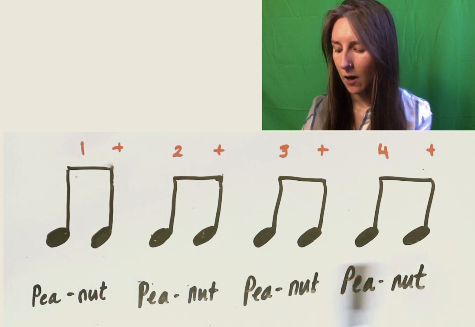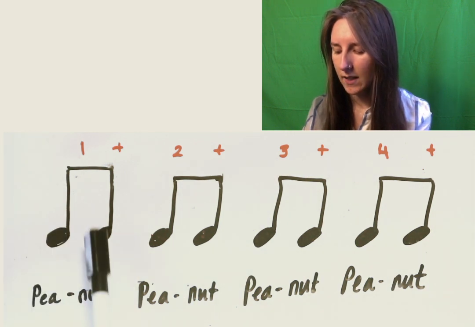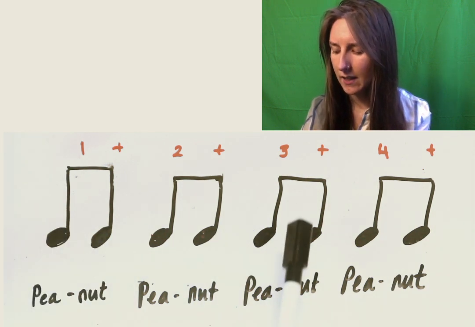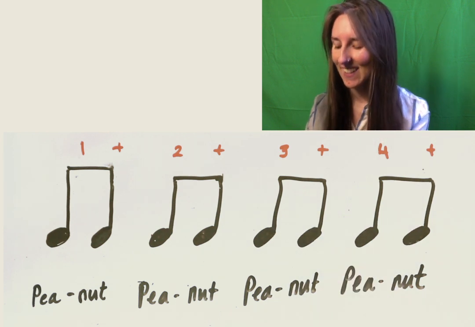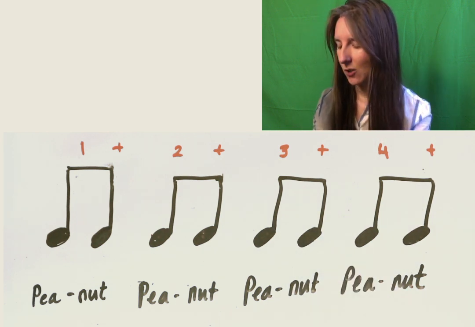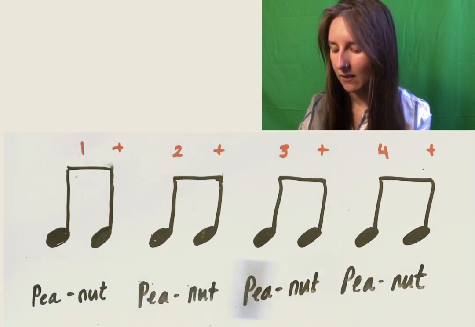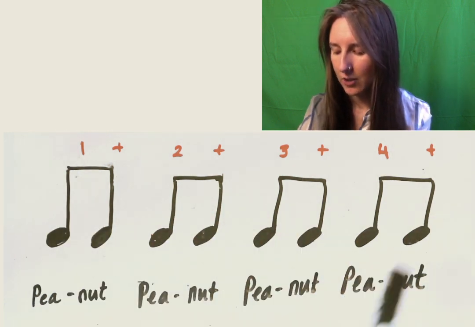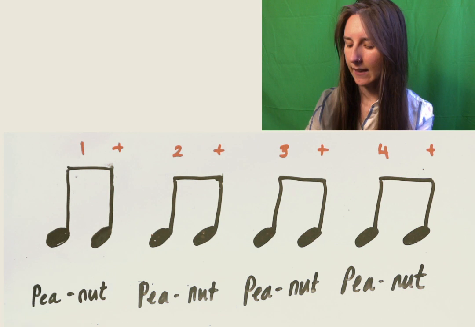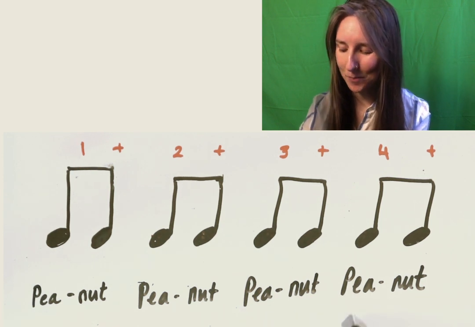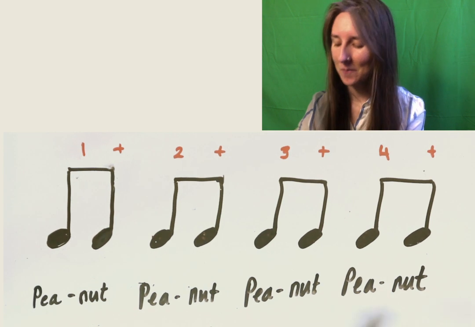So let's count this, okay? 1 and 2 and 3 and 4 and. Pretty easy, right? Just keep track of that. Hold that information in the back of your brain. And let's go back to the peanuts, okay? Peanut, peanut, peanut, peanut. Not too bad.